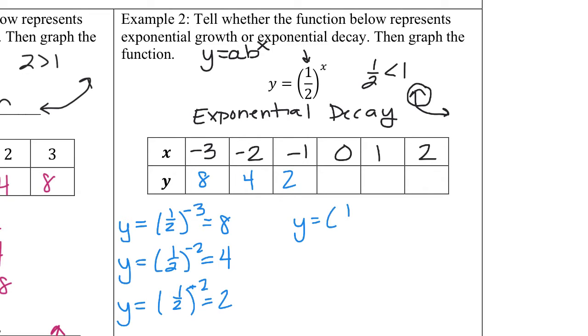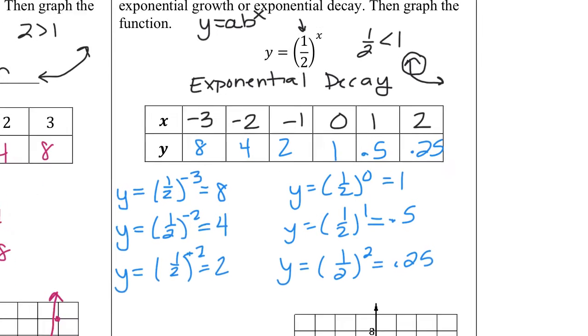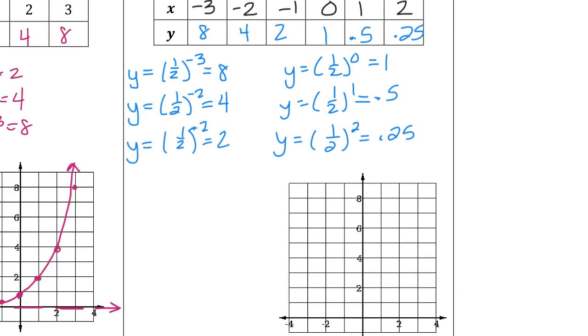Y equals 1/2 to the 0 is a 1. Y equals 1/2 to the first is 1/2, or we're going to think of it as 0.5 because sometimes decimals are easier. And 1/2 squared is 0.25. Now that we have our values, let's go plot them on our grid.